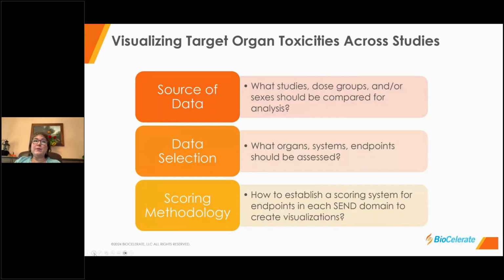You want to look at specific endpoints. So you, the user, should be able to decide, what are you trying to identify? What do you want to see? And then finally, the scoring methodology. So again, an interface that will allow you, the user, to establish a scoring system for endpoints in each SEND domain to create these visualizations that should help you in your analysis. Next slide, please.